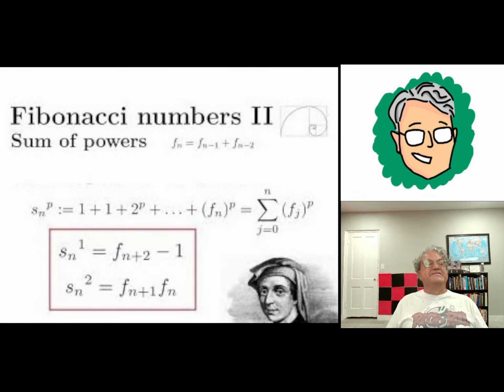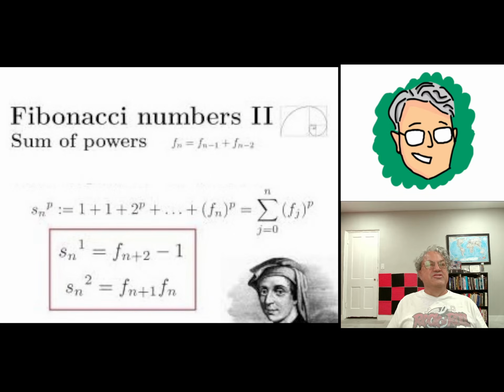For instance, if we call S_n^p, here they're saying S_n^p is the sum of all the pth powers of the first n Fibonacci numbers. And it turns out there's a formula for these. The slide only shows you S_n^1 and S_n^2. It turns out the sum of all the Fibonacci numbers up to F_n is equal to F_(n+2) minus 1.